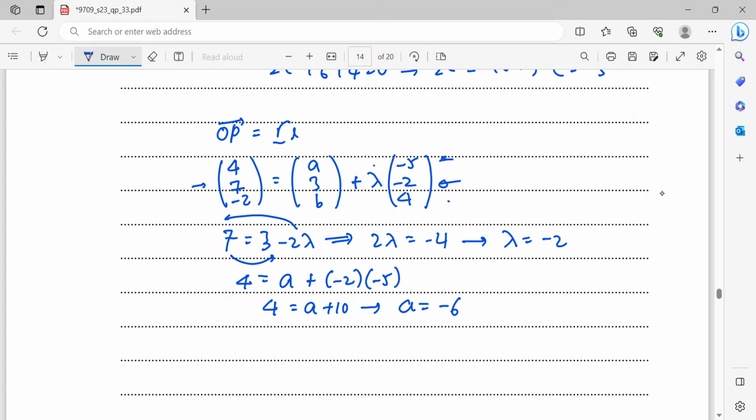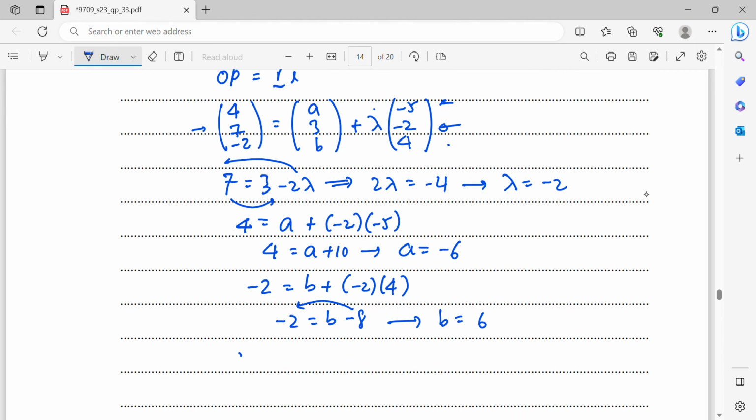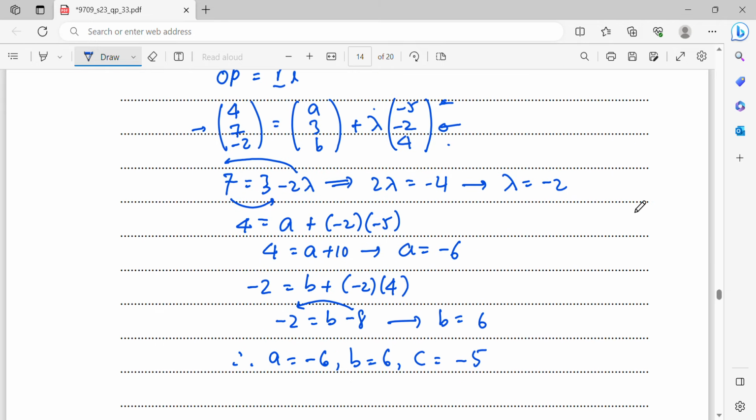Okay. And now, from the third equation or third row, minus 2 equals B plus lambda times 4. So minus 2 equals B minus 8. Therefore, B is minus 2 plus 8, which is 6. Okay, so these are the three unknowns. So I can just rewrite: my A is minus 6, my B is 6, and my C is minus 5. So this is the solution of this question.